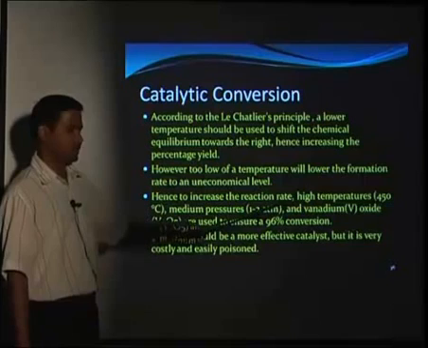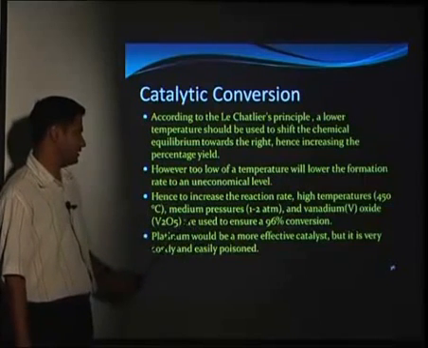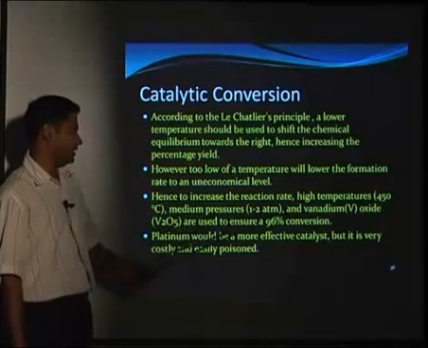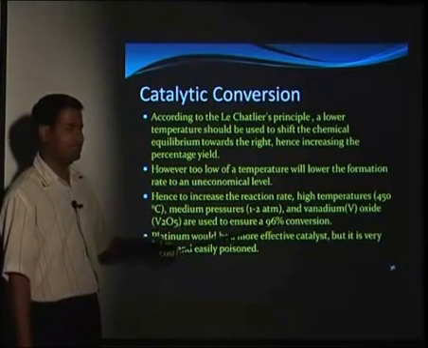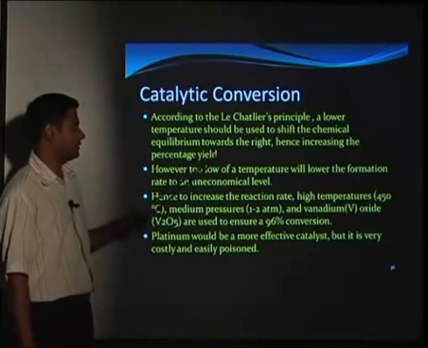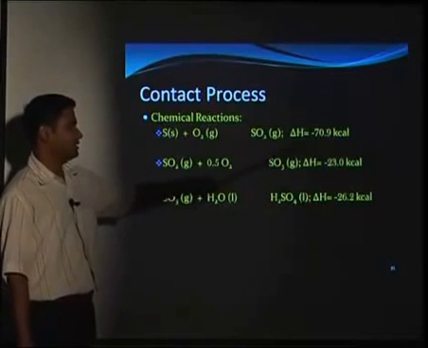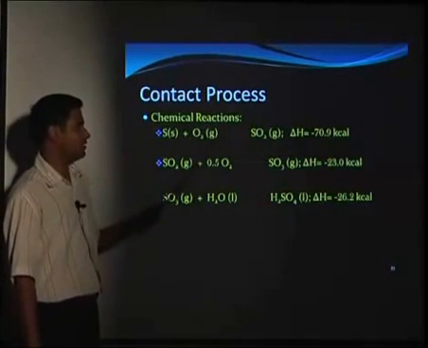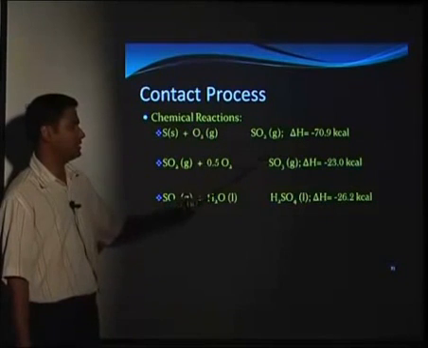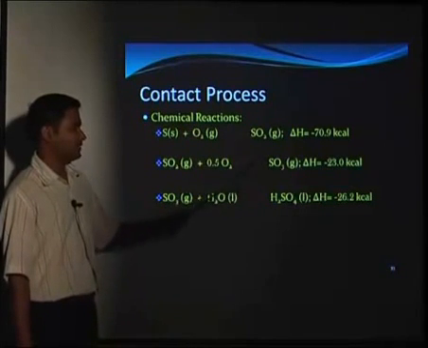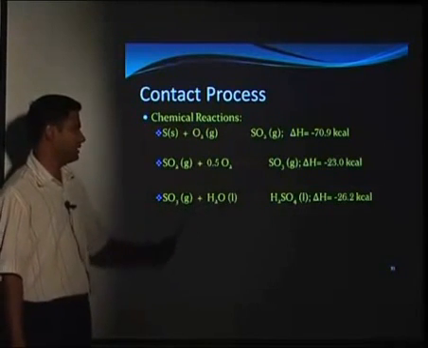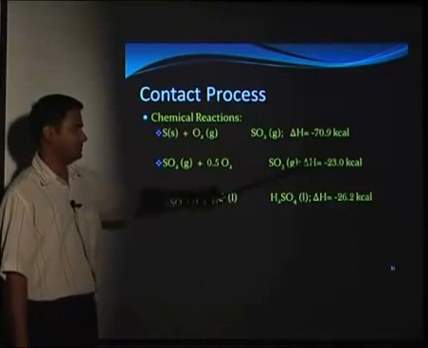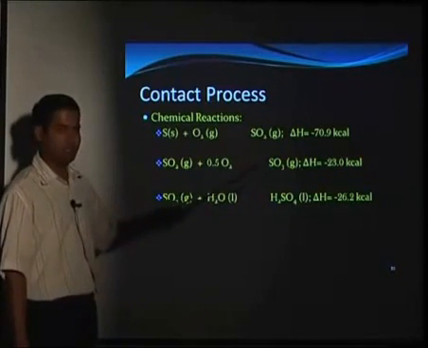So high temperature, that is 450 degrees Celsius, medium pressure of 1 or 2 atmospheres, and vanadium oxide are used to ensure 96% conversion. So what happened? Heat is evolving, so we are removing the heat, but not too much. So the equilibrium will shift to this side, and we get the sulfur trioxide. For this reaction, if you want more SO3, we have to remove the heat. So SO3 formation will be high.